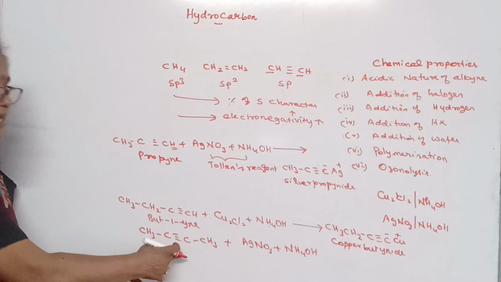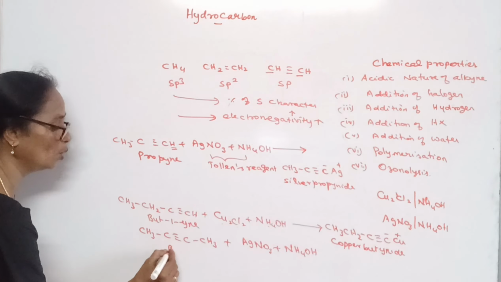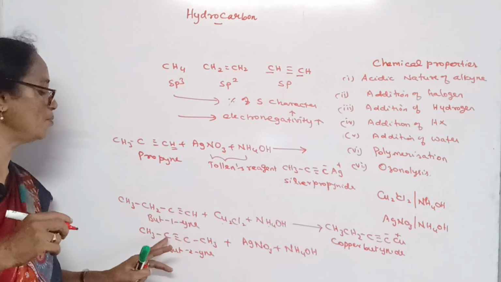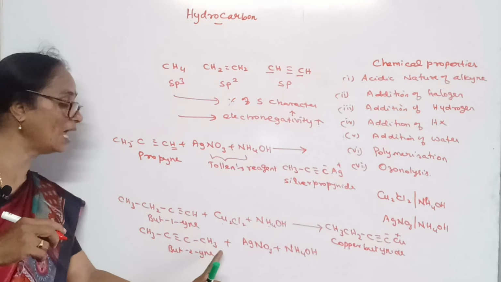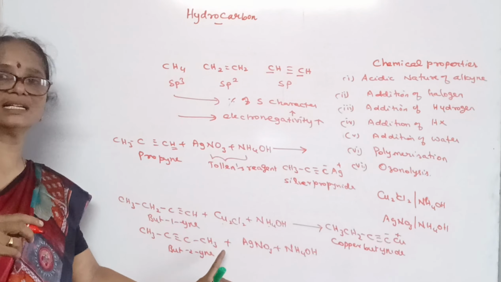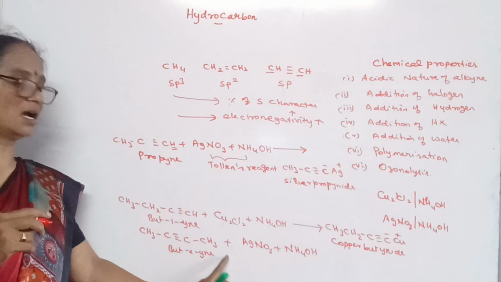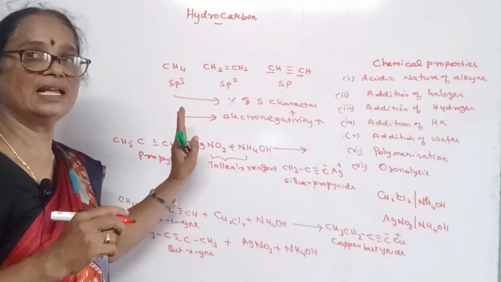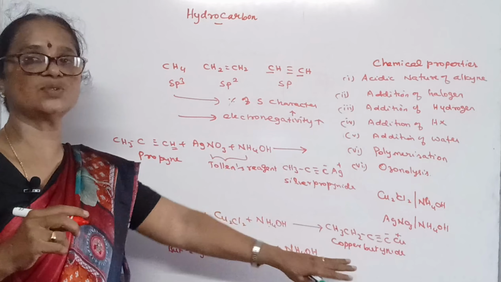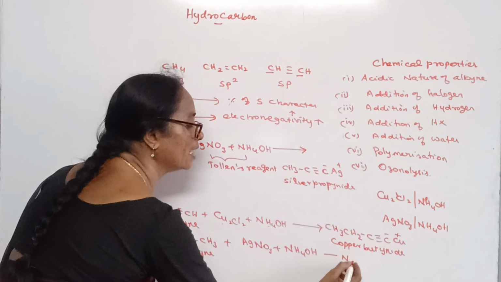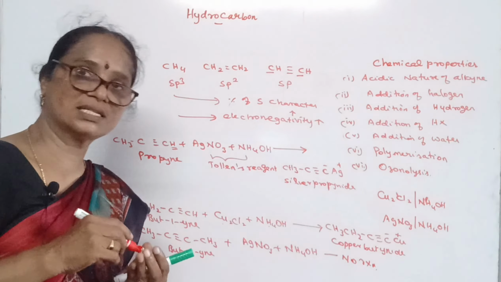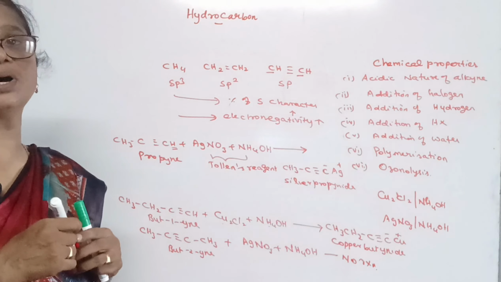But in the last case, we have but-2-yne. In this, both of the triply bonded carbons have an alkyl substituent. It has no acidic H+ ion. So this but-2-yne doesn't undergo any reaction with the metal or its metallic salt. So we can write no reaction, as it doesn't have an acidic proton on the triply bonded carbon.